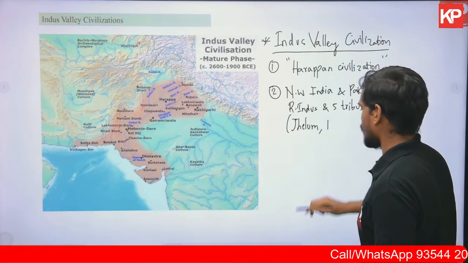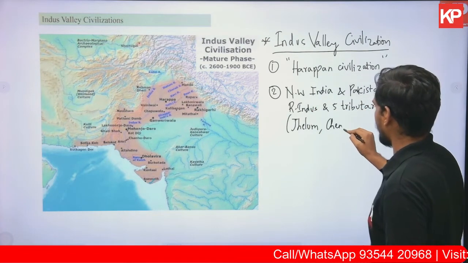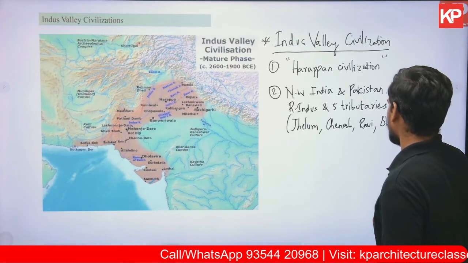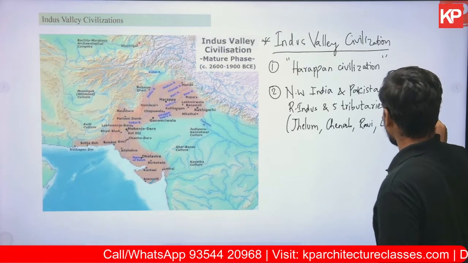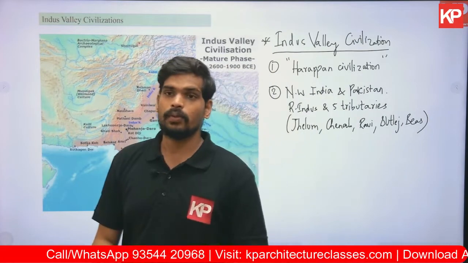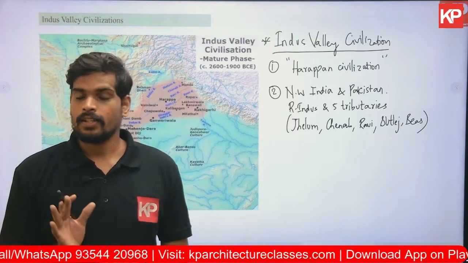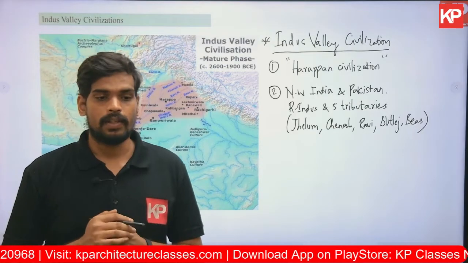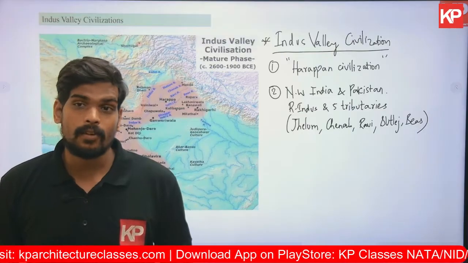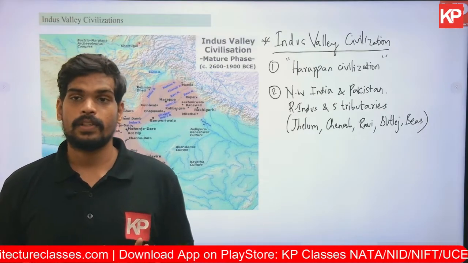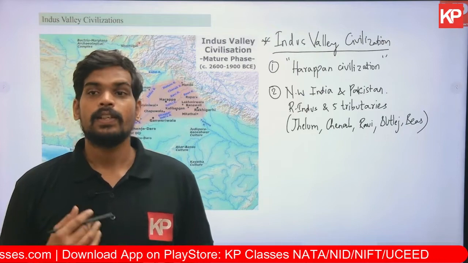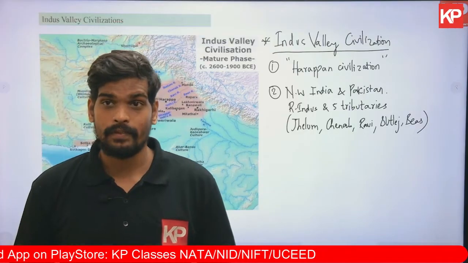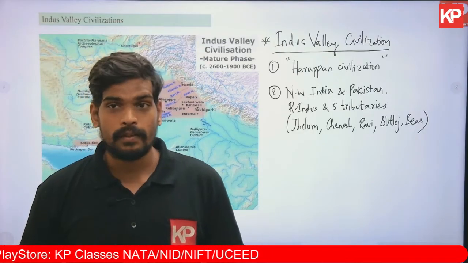Jhelum, Chenab, Ravi, Satluj and Beas. So these are the 5 tributaries of river Indus. One additional point, not from history of architecture point of view, but just remember and do this as a homework. You can also get questions of general knowledge or general awareness related to the context of India and also the world. So try to do some research and find out what are the famous dams along the tributaries of river Indus or along river Indus. You can do that as a homework for your self-study.